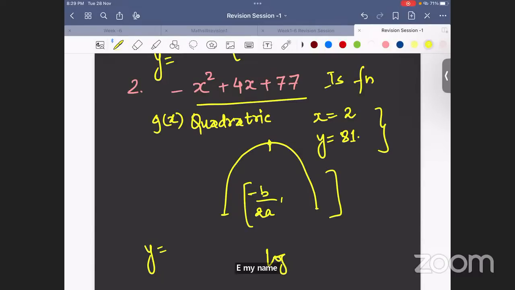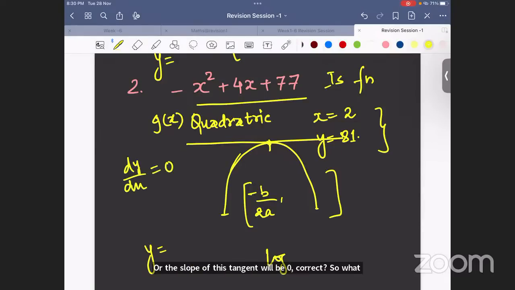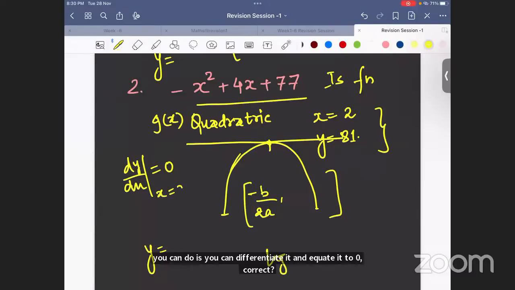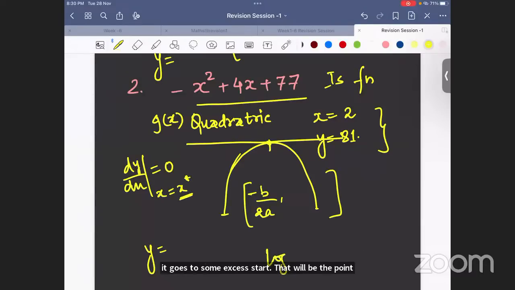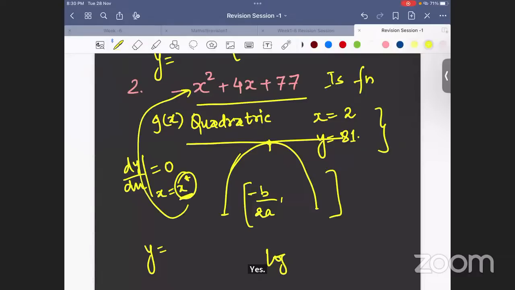Now you have already read about differentiation and tangents, right? For any quadratic, if you are able to plot the function, and you are already aware of differentiation, you can say that at the point where the function has a maxima or minima, the tangent will be parallel to the x-axis, or the slope of this tangent will be 0, correct? So you can differentiate it and equate it to 0, and at whatever point you get x equals x star, that will be the point where the function has a maxima or minima. You just have to find the point where the tangent has slope 0, and at that point you will have the maxima or minima. You can put that point here to get the maxima or minima, correct?